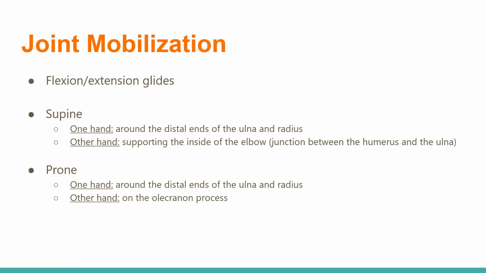Joint mobilizations, there are many things that you can do with the joint mobilization of the elbow. Flexion and extension glides, as well as if the patient is lying supine, one hand will go around the distal ends of the radius and ulna, and the other hand will support the inside of the elbow. Prone, one hand will support the distal ends of the radius and ulna, and the other hand will be on top of the olecranon process.